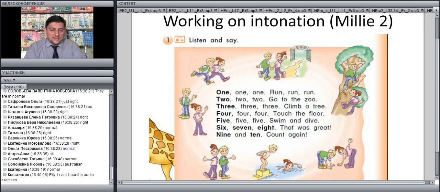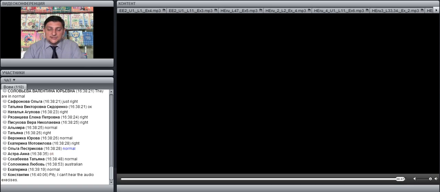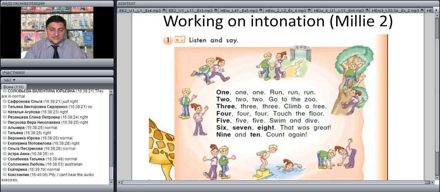Okay, Konstantin writes that he cannot hear the audio exercises. The problem may be with how fast the files download. So what I'll do is I will allow the files more time to download.